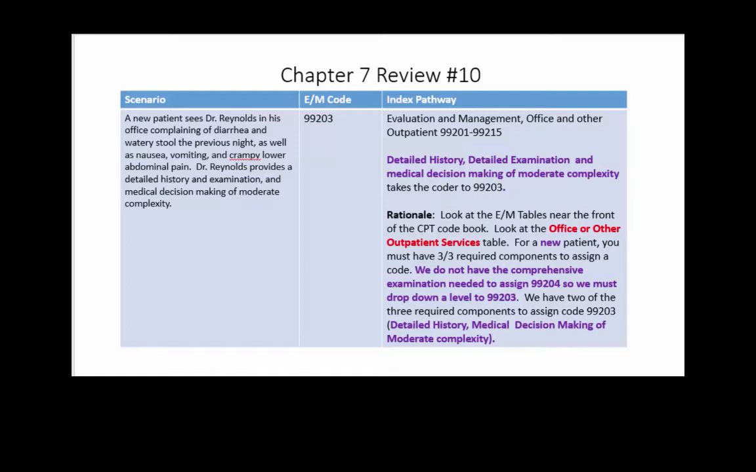There may be other logic that you may read about or understand to help you select the right code, but to me, when I see that I have 2 of 3 levels to assign a certain code, but I don't have 3, then I just drop down a level to the next lower level, and that gives me the right answer. That may not make sense to some of you, and there may be other ways of looking at that logic. That seems to work for me.